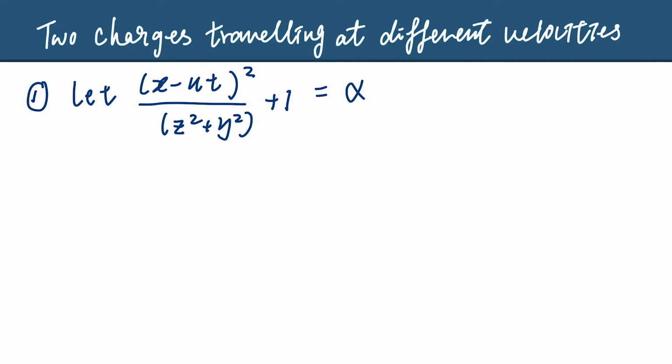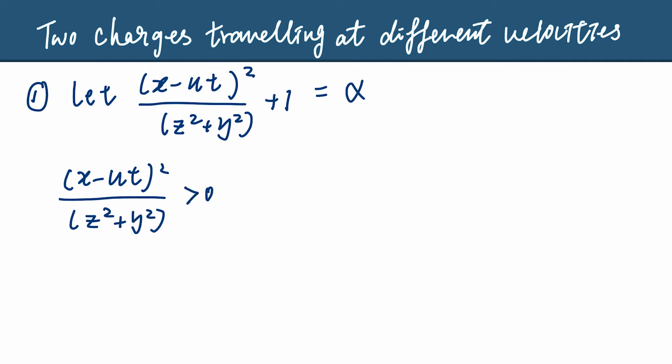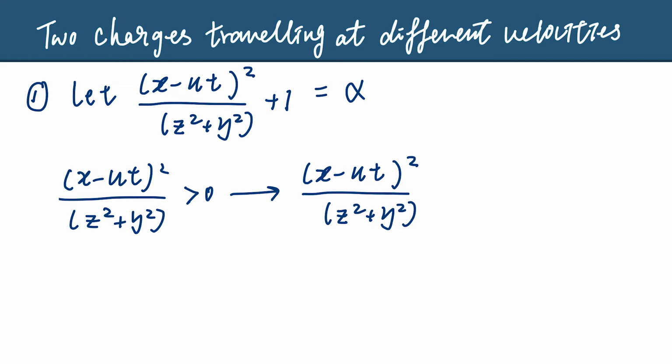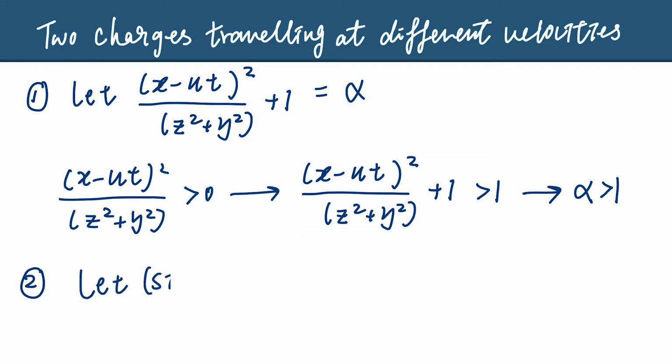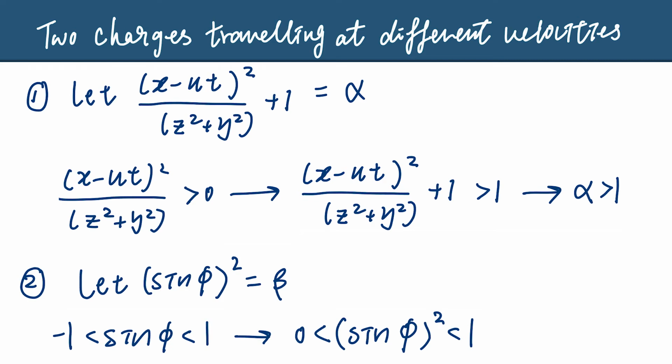For simplification, we make two substitutions. Firstly, we define alpha equal to the left-hand side of the previous inequality. If x minus ut squared over z squared plus y squared is always greater than 0, then x minus ut squared over z squared plus y squared plus 1 is greater than 1. Therefore alpha is greater than 1. Secondly, we define beta to be equal to sine phi squared. We see that sine phi squared must be between 0 and 1, so beta is also between 0 and 1.